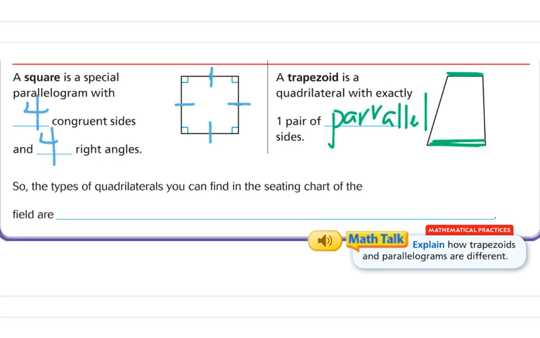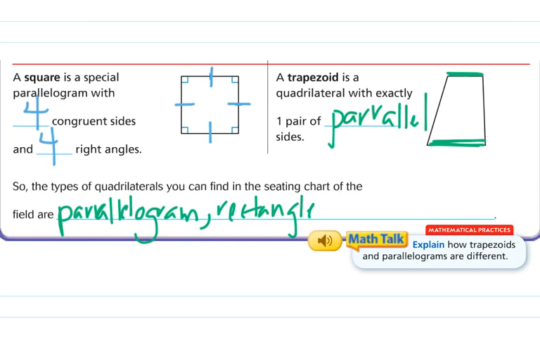So the types of quadrilaterals that you find in the seating chart of the field are parallelograms, rectangles, rhombus, square, and trapezoid.